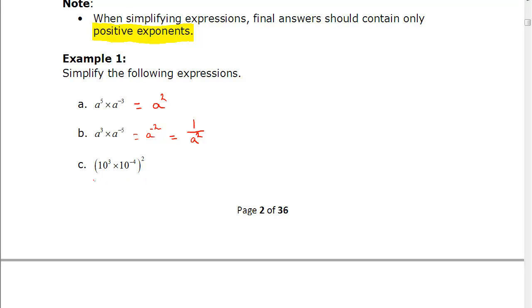Then c, well, we're multiplying two things with the same base, so we add these exponents first. That's going to give us 10 to the minus 1, 3 plus minus 4, and that's still squared. Now we have an exponent and an exponent, so we're going to multiply those together. That gives us 10 to the minus 2. But we can't leave minus 2 because it's negative, so we have to write it as 1 over 10 squared, or 1 over 100. Either way, it's the same result.